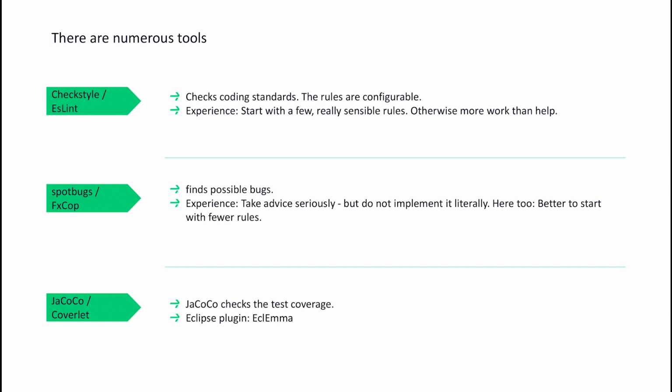JaCoCo checks the test coverage. The name stands for Java Code Coverage. Coverlet is the equivalent in the C# world. The tools help to assess how high the test coverage of a software is and where tests may still be missing.